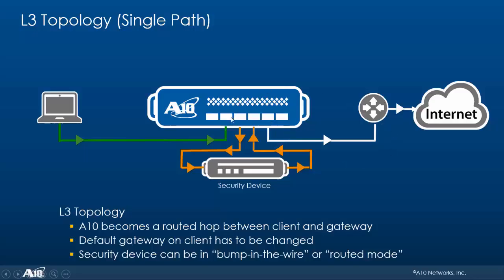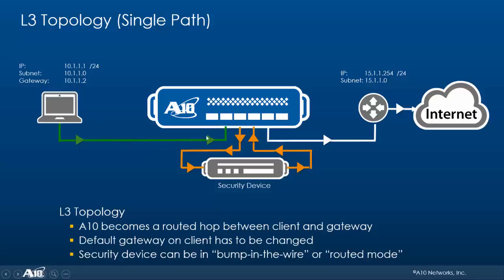In this topology, the A10 device becomes an L3 hop between the client and the gateway router. The default gateway on the client has to be changed, and it will be given the IP address of this interface so that traffic can be sent towards the A10 device. The security device can either be in bump in the wire mode or routed mode. Traffic flows the same way as L2 topology.